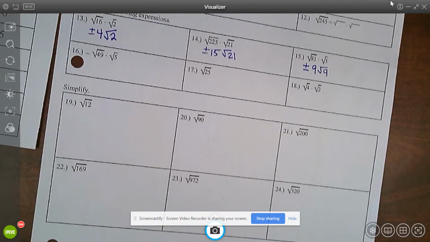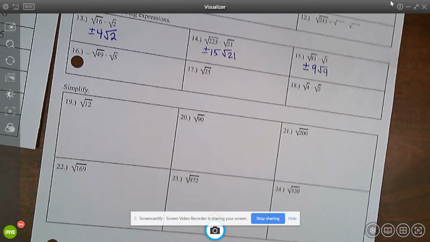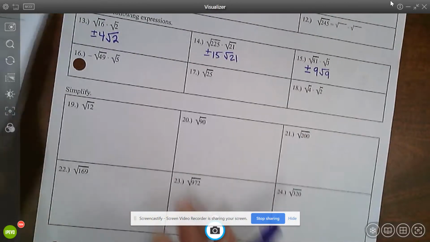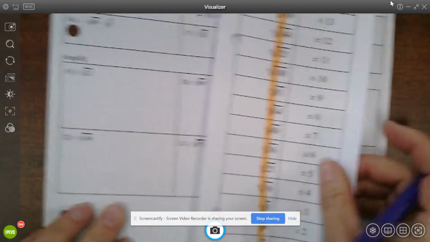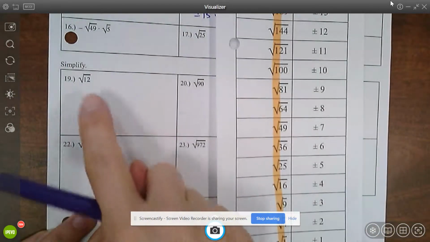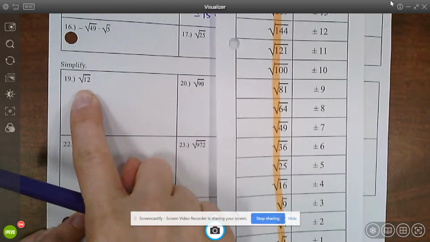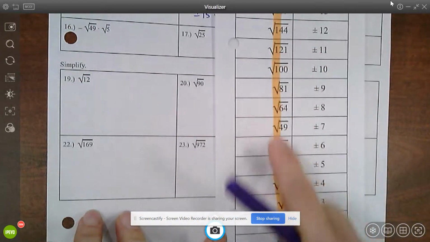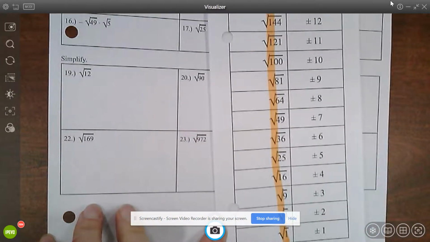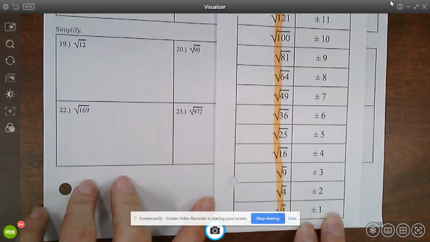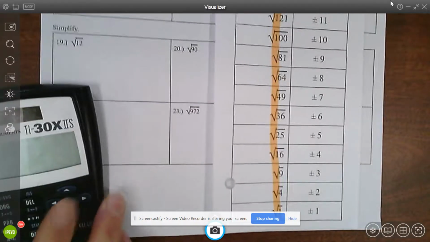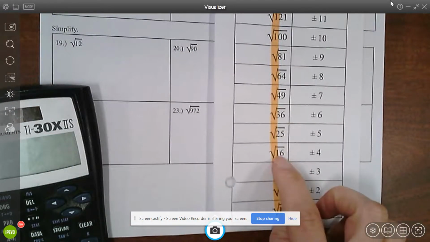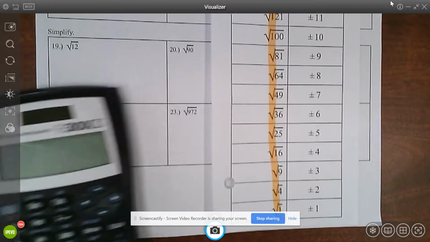In problems number 19, 20, and 21, we're going to start putting everything together that we've learned. So let's take a look at problem number 19. We've got the square root of 12. The first thing we need to do is find the largest perfect square, the largest orange number that goes into 12. So I'm going to start trying at 9 because I know it needs to be smaller than 12.